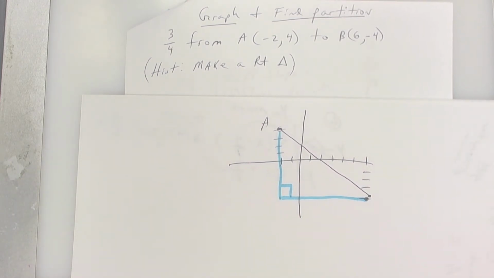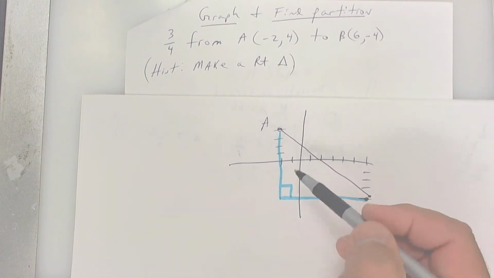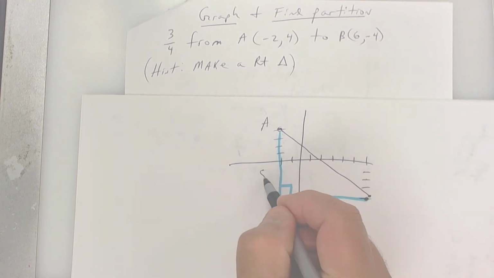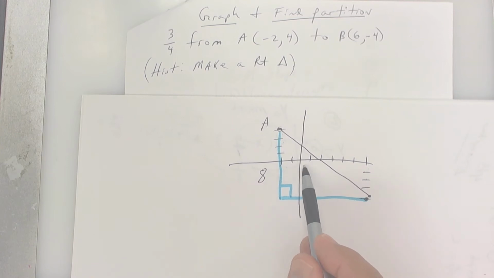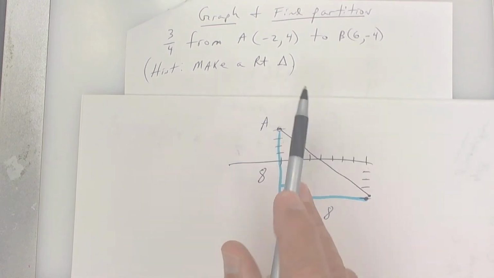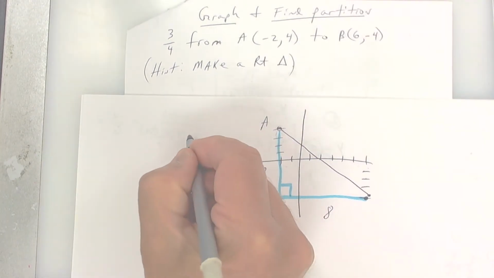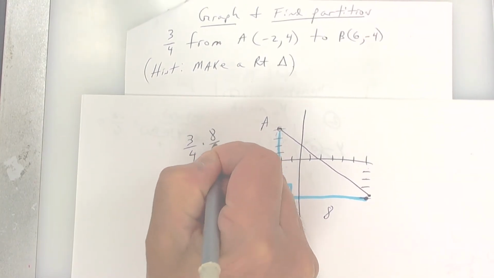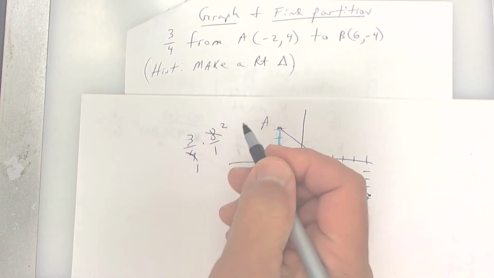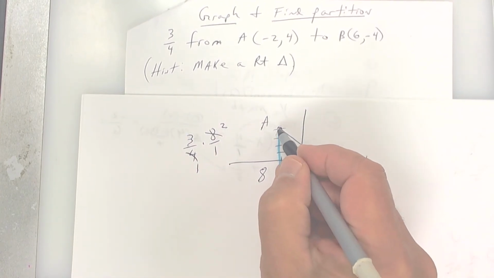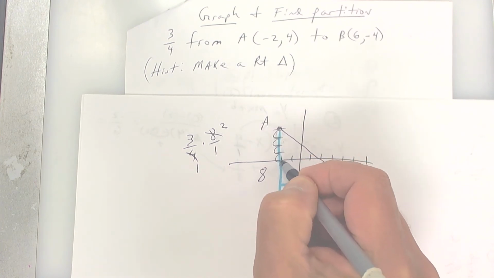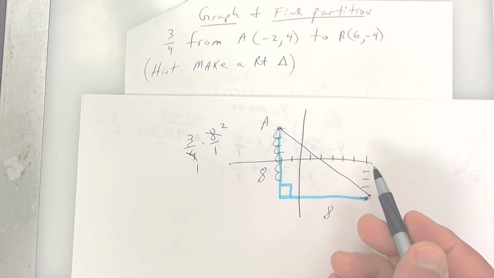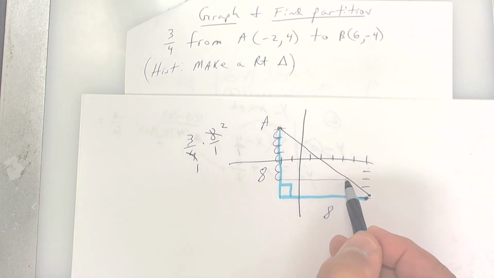The second step, step number 2, is to count the spaces. 1, 2, 3, 4, 5, 6, 7, 8. So there's 8 spaces here, and then 1, 2, 3, 4, 5, 6, 7, 8 spaces here. So there's 8 and 8. And what you're going to do is take 3/4. It says from A, so you want to go on this side right here. So take 3 over 4 times 8 over 1. 4 goes into 4 once. 2 times 3 is 6. So you want to go down 6. 1, 2, 3, 4, 5, 6. And then go over, and it hits right here.